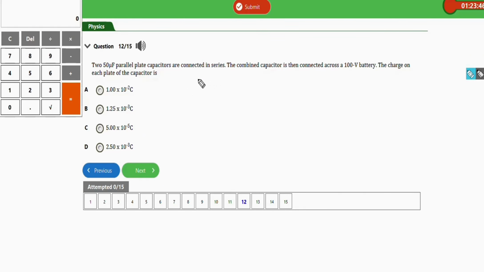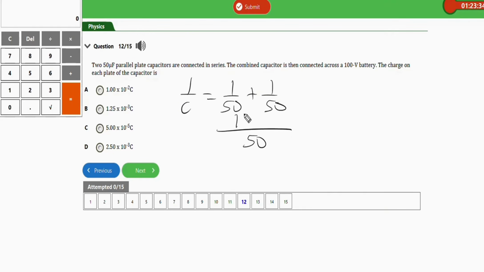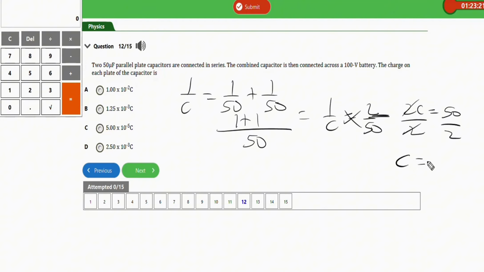Firstly, series connection. Let's get the effective capacitance for it. So it will give 1 over C equals 1 over 50 plus 1 over 50. So LCM is 50, so this will give us 1 plus 1. So we have 1 over C equals 2 over 50. When we cross multiply, we are going to have 2C equals 50. Divide both sides by 2. So the effective capacitance is 25 microfarad.